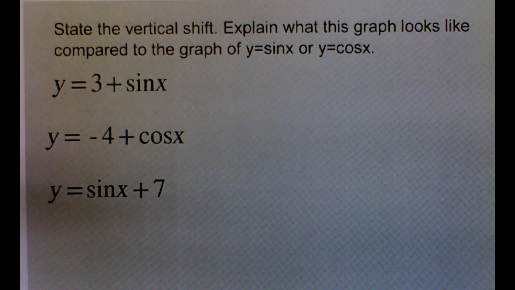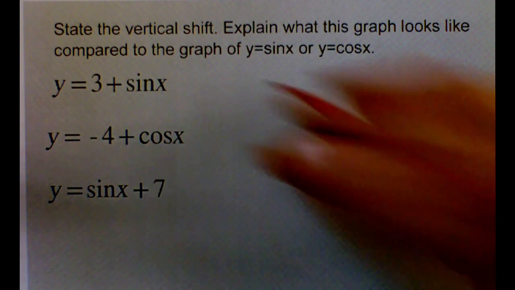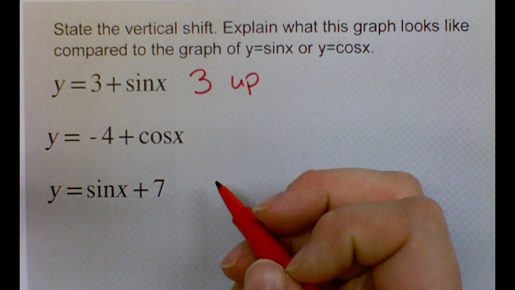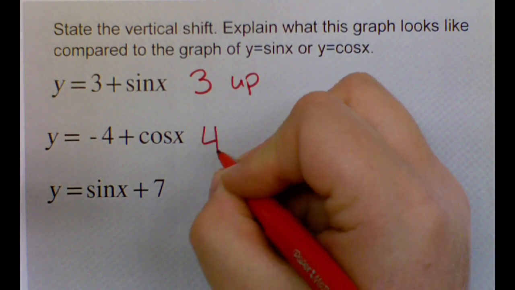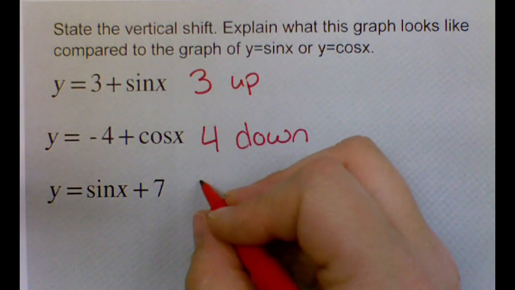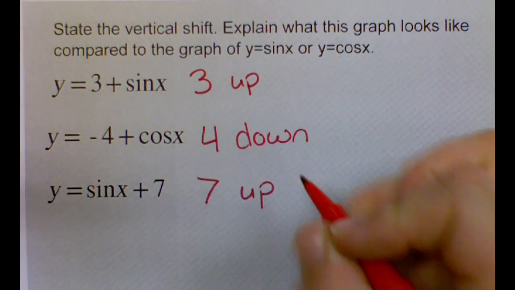Vertical shift. Again, vertical shift is very self-explanatory. So the first one, we have 3 plus sine of x. That is a vertical shift of 3 up. Y equals negative 4 plus cosine of x. That is a vertical shift of 4 down. And y equals sine of x plus 7. That's a vertical shift of 7 upward.